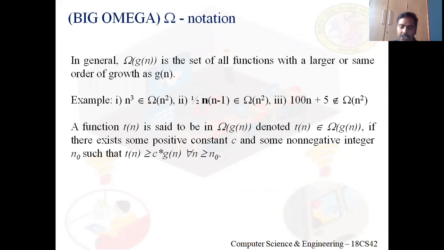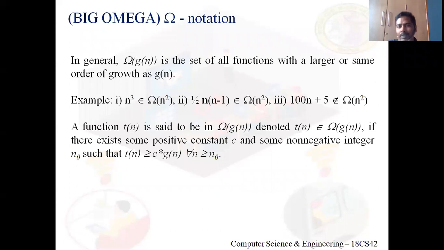Suppose you are given some function g of n. What are those functions which exist in big omega of g of n? All those functions whose growth rate is greater than or equal to g of n. Similarly, the formal definition says: for a function t of n, if I want to say it belongs to big omega of g of n, I need to determine some c and some n naught, so that t of n's growth rate is greater than or equal to c into g of n.